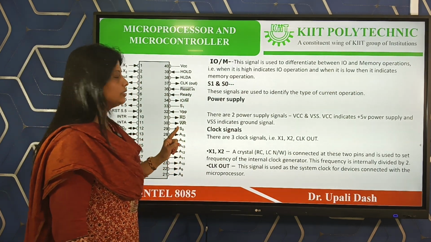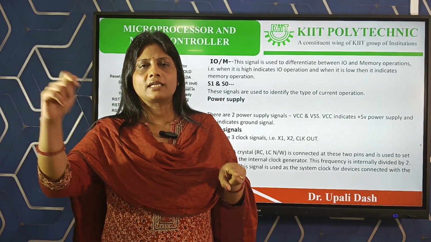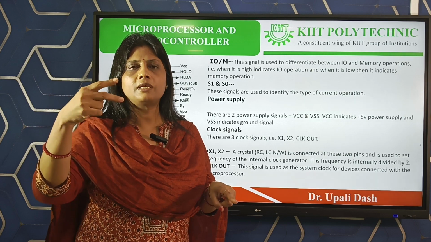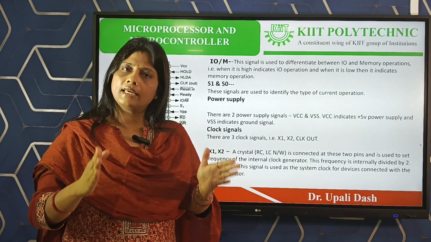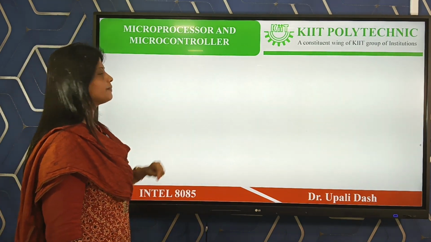X1, X2 are the two external signals. If the processor is unable to connect with the external device, then with the help of extra X1 and X2, two external pins, we can connect to any other devices. Dedicated input output devices are already there, but we can connect extra input output devices.